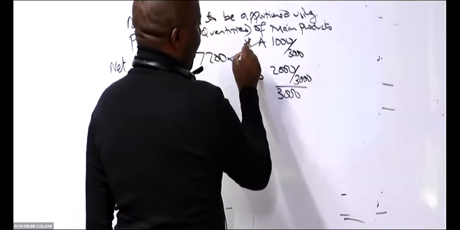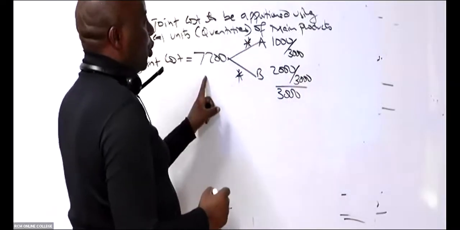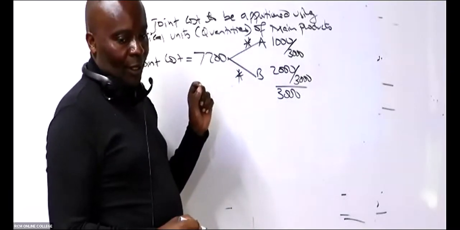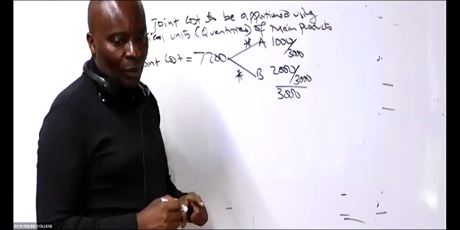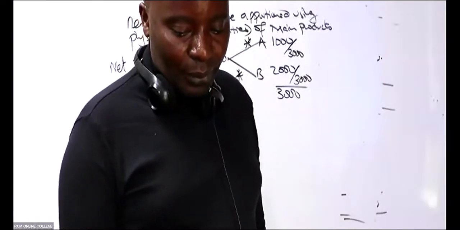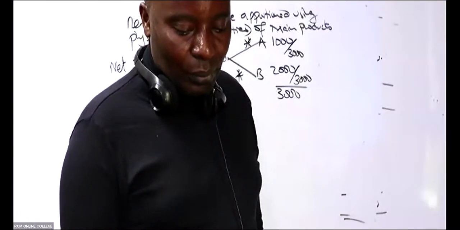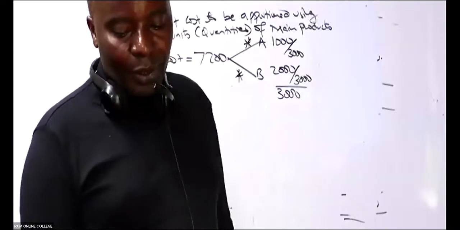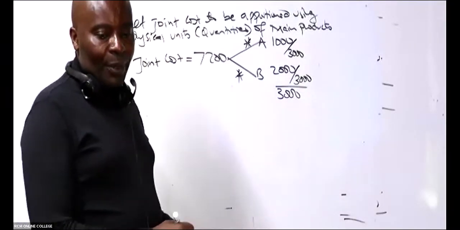Now you can do your multiplications. So you take 7,200 times 1 over 3. Are those selling prices? No, don't use them, it will be biased. You can see here product A is 1,000. The selling price is the one that is 5 Kenya shillings. All right, no problem here.